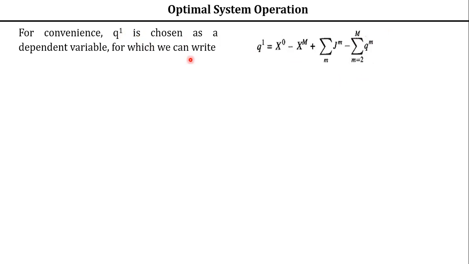When Q1 is chosen as a dependent variable, as per the earlier equation, this limit will change from 2 to M, because 1 is considered as the dependent variable, so we are not going to include it in this equation. Now I am considering the fourth variable of Q as the dependent variable. So how to write this term? That's what I am asking. Anyone?